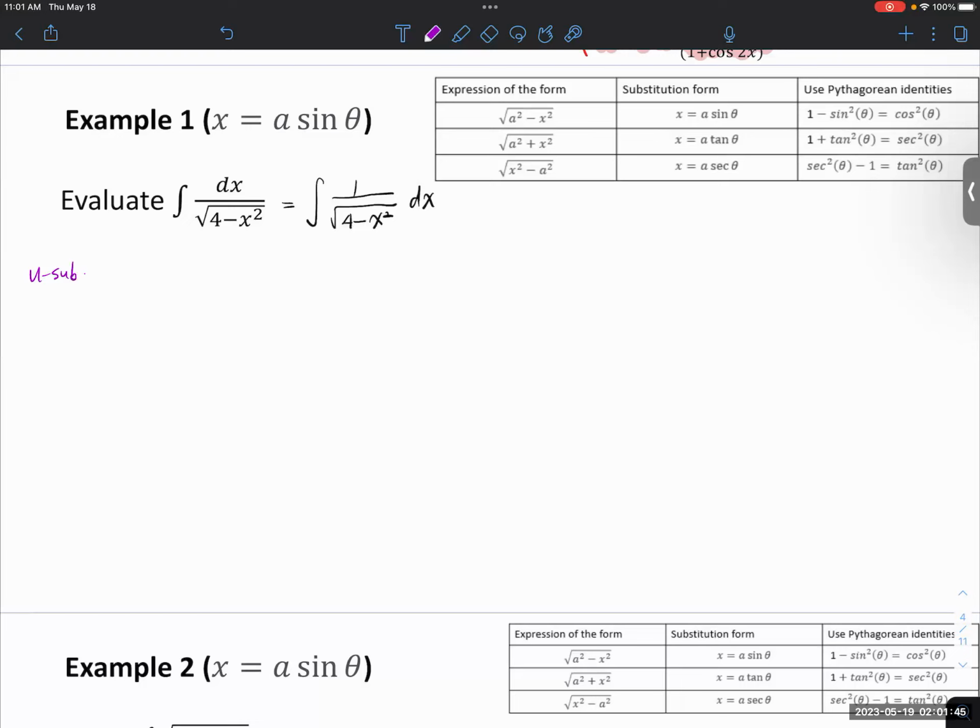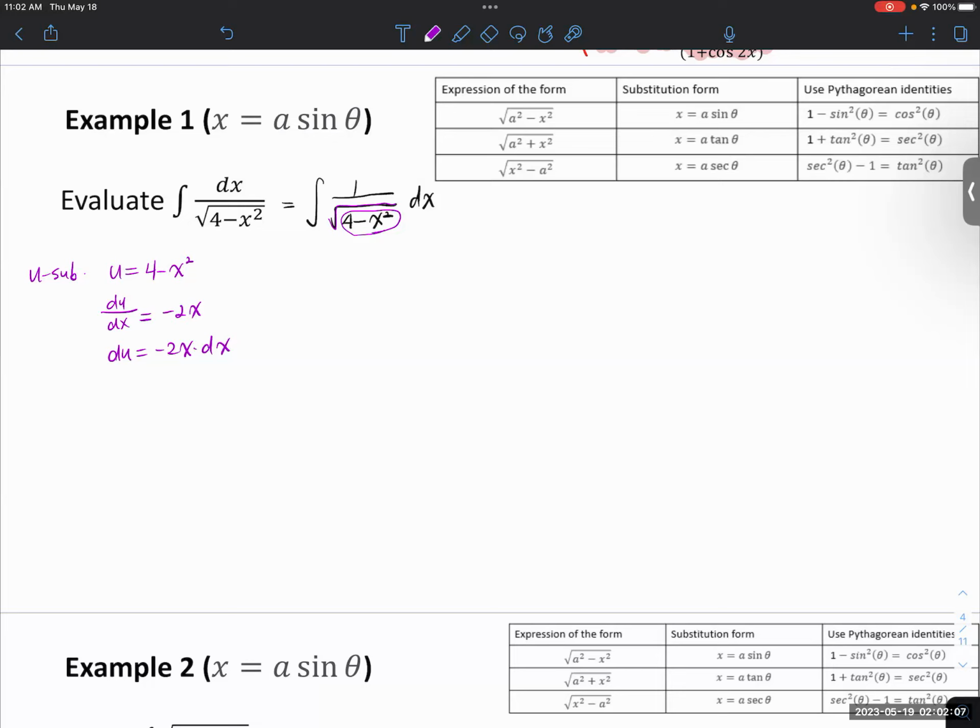You feel like 4 minus x squared has definitely been put inside the radical function. So you will say u equals 4 minus x squared, and you take the derivative. So du will be negative 2x times dx.